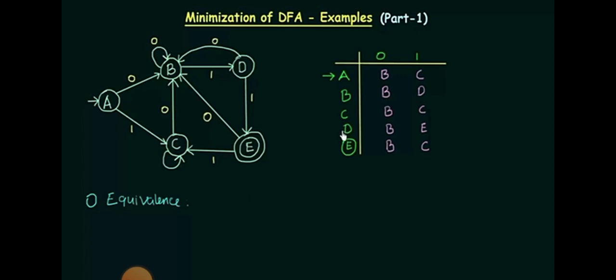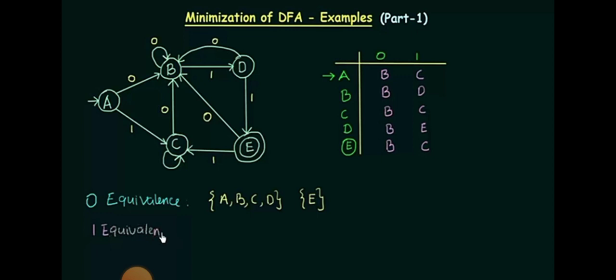So here the non-final states are A, B, C, and D. I will make this one set, so it's very easy to write the zero equivalence. Just write the non-final states as one set and the final state as another set. Bring down the A, the initial state. Let's come now to one equivalence.